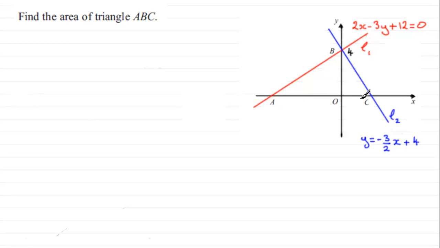So to get the area of the triangle ABC, we're going to use the base times the height divided by 2. So we need the length of this base here. In order to get the length of that base, we need the x-coordinates of A and C. We can get the x-coordinate of A when we substitute y equals 0 into the equation for L1. And similarly, we can get the x-coordinate for the point C when we substitute y equals 0 into the equation for L2. And then we'll be able to work out that length.